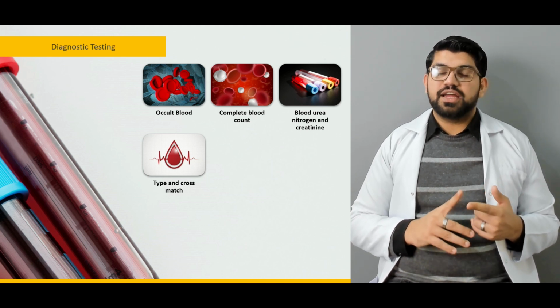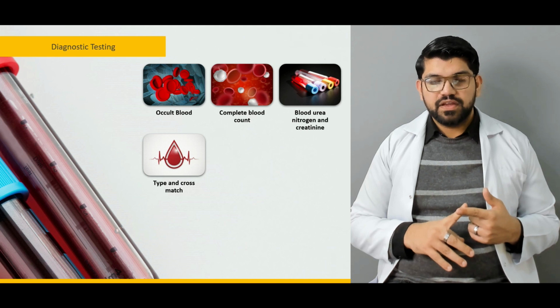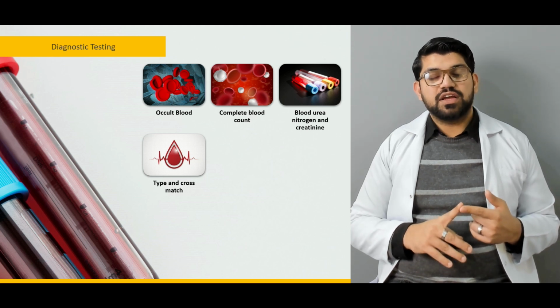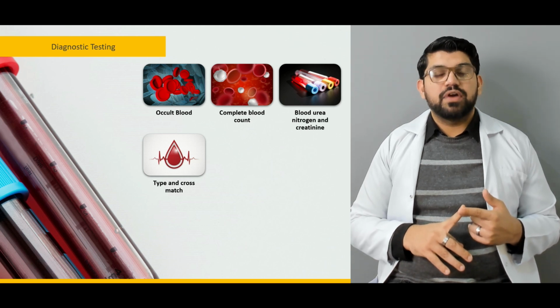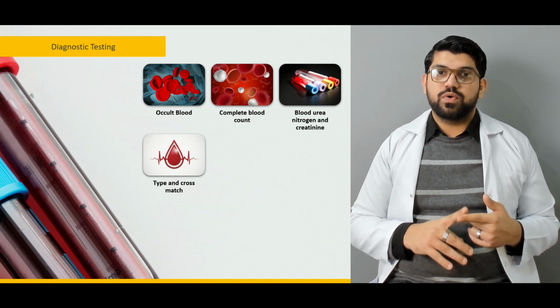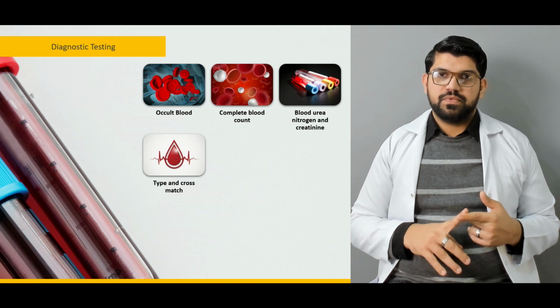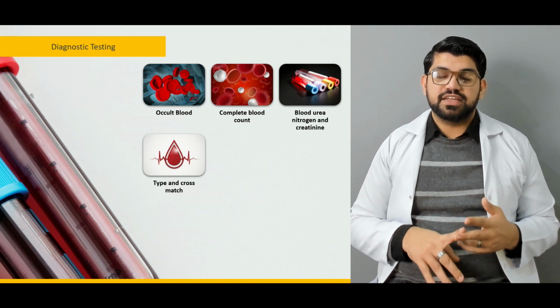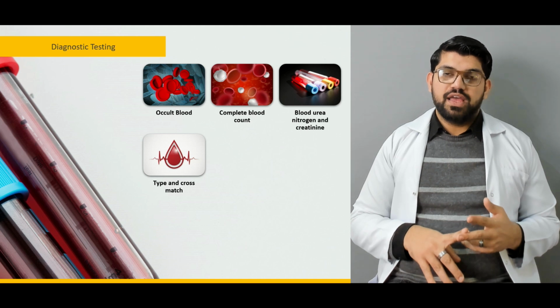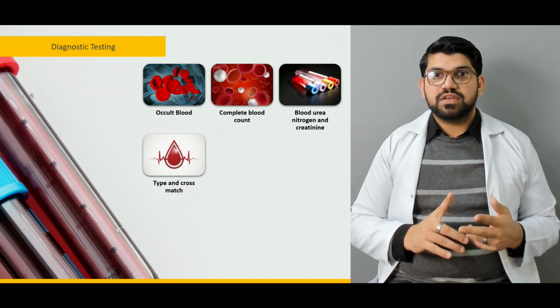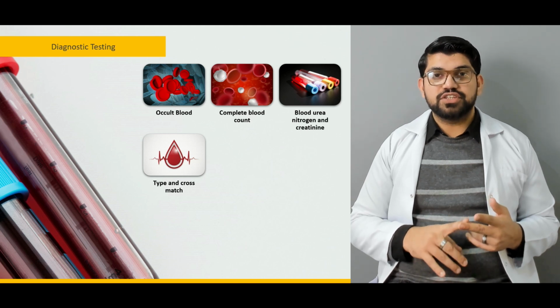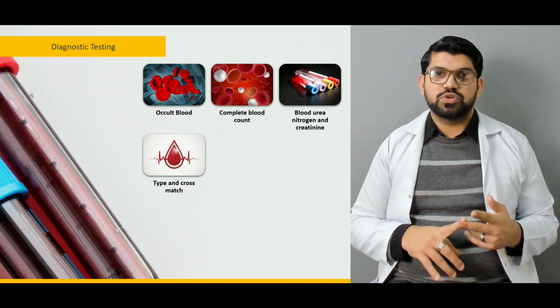Urgent cross-match and blood typing should be done. If urgent cross-match is not available or blood is not arranged, one has to go for O negative or uncross-matched blood, because this might save the patient's life. Active bleed should be considered emergent and should be given blood as soon as possible.